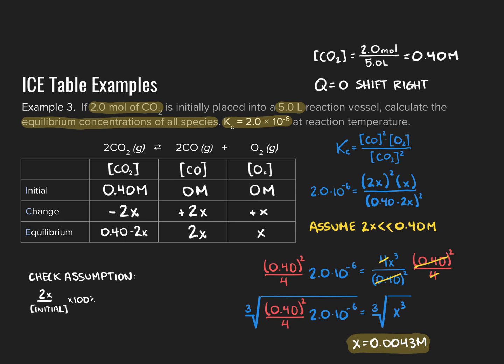So I'm going to divide my 2x value of 0.0043 times 2 by the initial concentration I assumed it was small in comparison to, which again was 0.40, and then multiply that whole expression by 100 to express this as a percentage. When I make that calculation, I come up with a percentage of 2.2%, which essentially tells me that the 2x value was 2.2% of the thing I assumed it was small in comparison to, which was 0.40 molar.